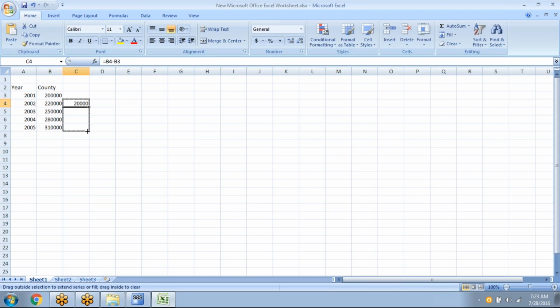In a similar fashion for other years as well. So if I ask you what is the amount that it increased in 2003, it's $250,000 minus $220,000. In the same way, in 2004, what is the price that it increased when compared to the previous year? So it's $280,000 minus $250,000, right?